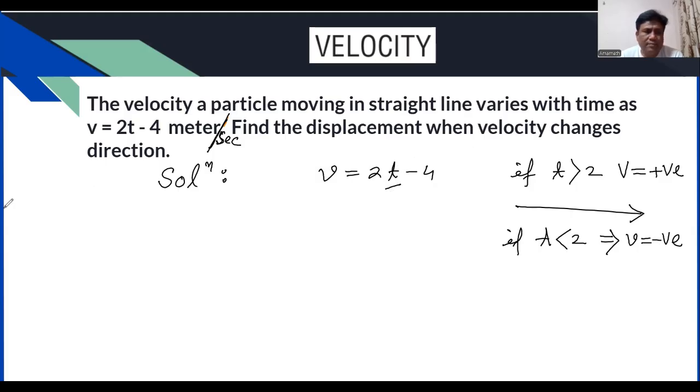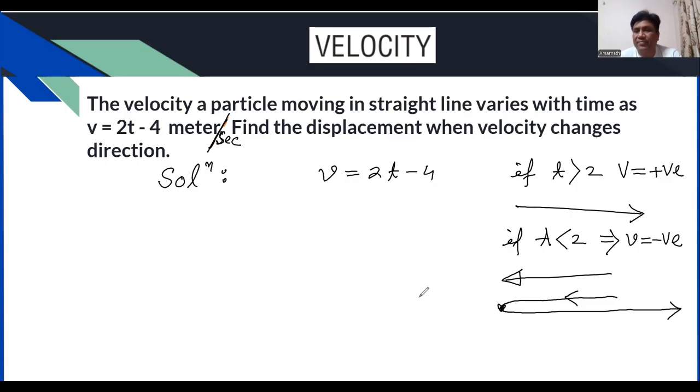Similarly, for less than also we can discuss. So it means at t less than 2, the direction of velocity is negative. What does it mean? As the time starts from 0, as time goes, first the particle goes in the negative direction. Then at time t equal to 2, it started moving towards the right direction. So it means at t equal to 2, it is changing the direction.